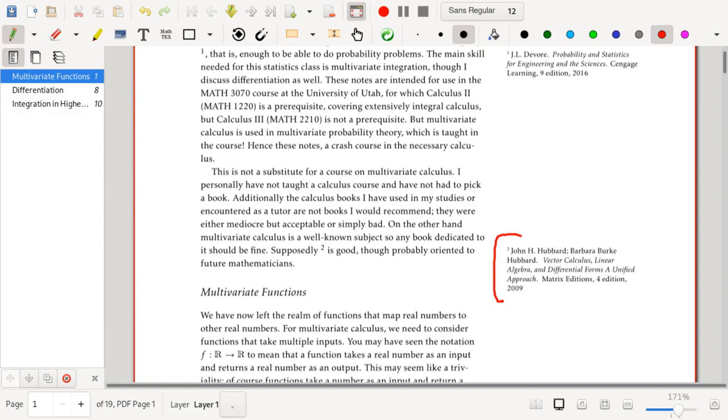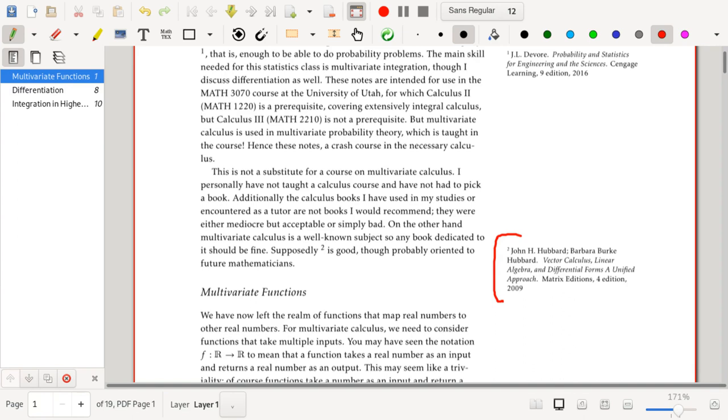There is the book that's used at the University of Utah, and I don't like it. I hate that book. I'm gonna be straight, I do not like that book personally. I didn't actually use that book myself when I took Calculus 3, but I've tutored and worked with other students using that book, and I just hate it. So, I definitely don't want to recommend that book.